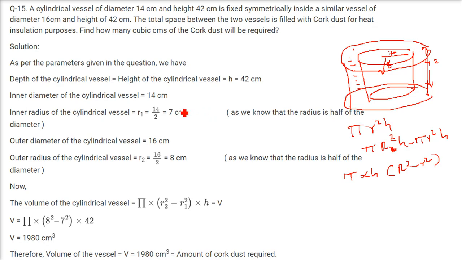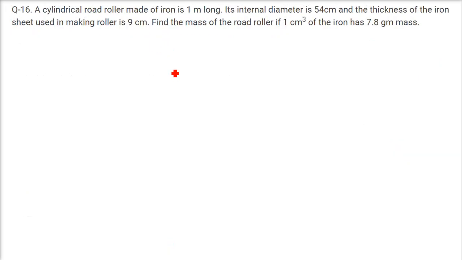So what is the radius? As I said, the outer radius is 8, the inner radius is 7. So just put in here pi. Height is 42, R square minus r square, that is 8 square minus 7 square. You compute it, it will be 1980 centimeter cube, right?